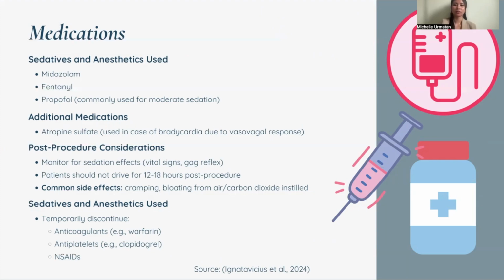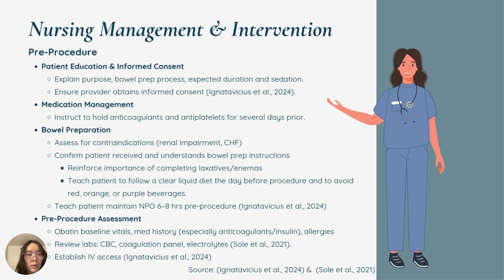Finally, it is important to clearly communicate medication adjustments before and after the procedure, especially for those on blood thinners and NSAIDs. For nursing interventions before the procedure, we must provide information about the procedure and make sure the provider obtains the informed consent prior to the procedure. We need to instruct the patient to hold anticoagulants and antiplatelets for several days before the procedure because these medications might increase the bleeding risk.